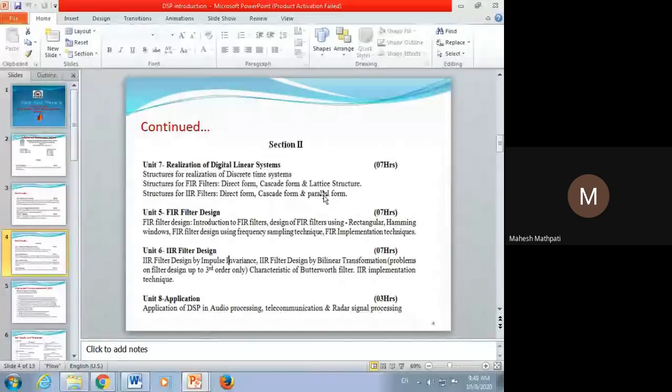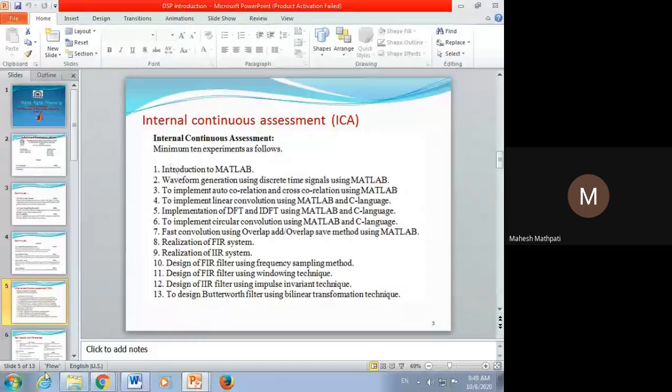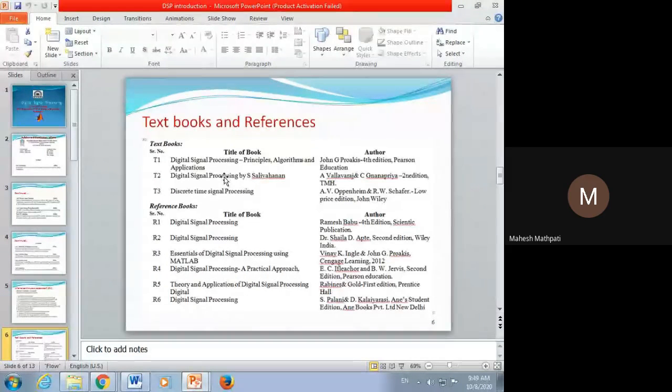And as we know, the textbook used for this particular chapter is again Digital Signal Processing by John G. Proakis, or as a textbook, as I have told you, you can refer to Digital Signal Processing by Ramesh Babu. Okay, so now let us discuss the things here.